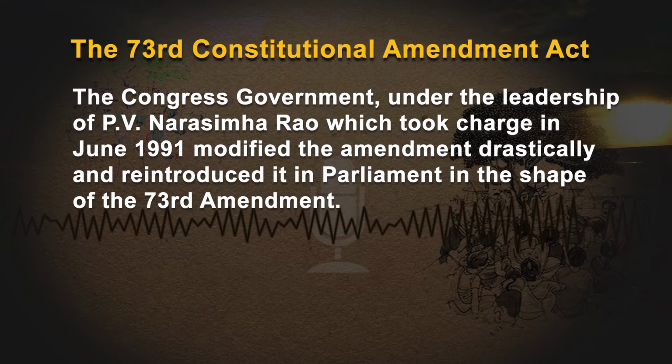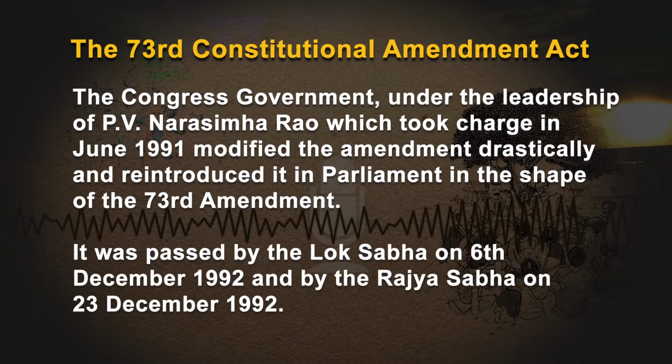The Congress government under the leadership of P.V. Narasimha Rao, which took charge in June 1991, modified the amendment drastically and reintroduced it in Parliament in the shape of the 73rd Amendment. It was passed by the Lok Sabha on 6 December 1992 and by the Rajya Sabha on 23rd December 1992. The amendment came into force on 24th April 1993, on which date all provisions in various state acts that were repugnant to the provisions of the constitutional amendment ceased to remain in force.